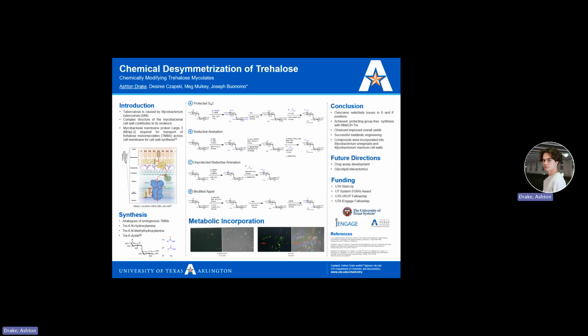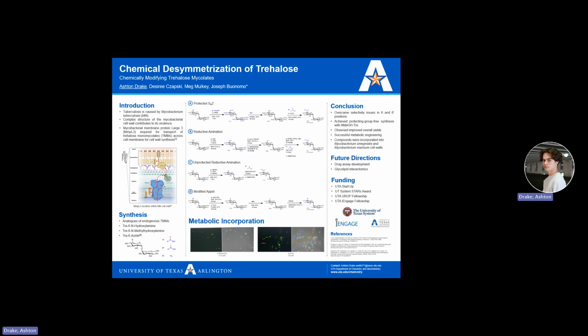Four different synthetic routes were explored in order to selectively modify the 6' position. This was deemed to be a challenge due to the symmetry of trehalose as well as its heat sensitivity. While all four of these routes were successful, just due to time, I only want to highlight a few things about routes A, C, and D.